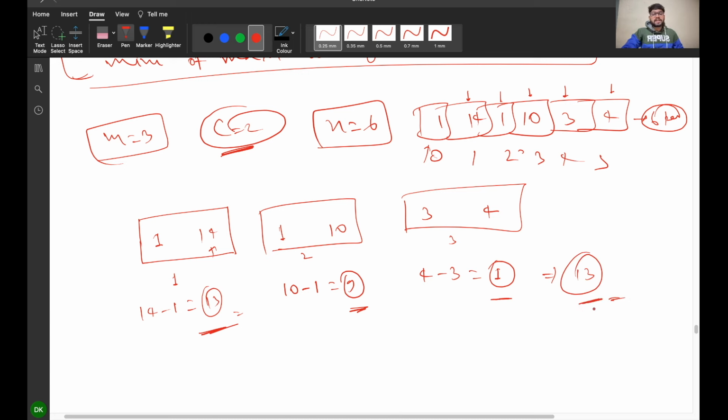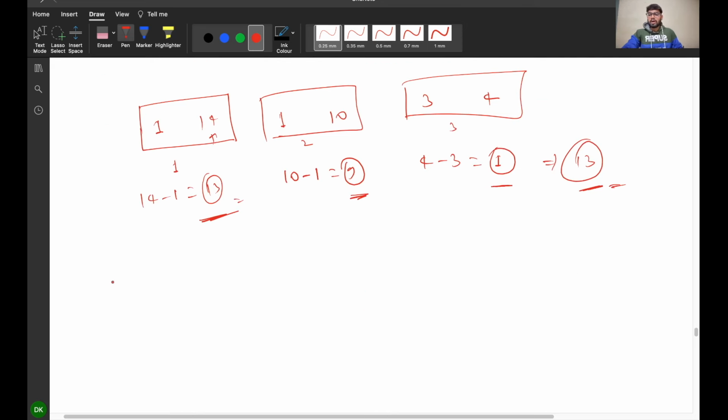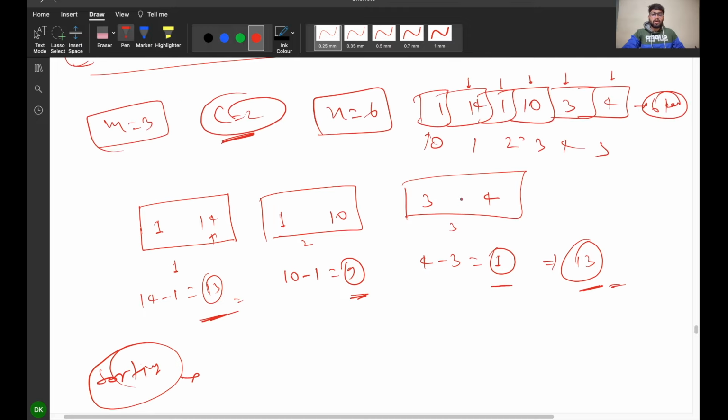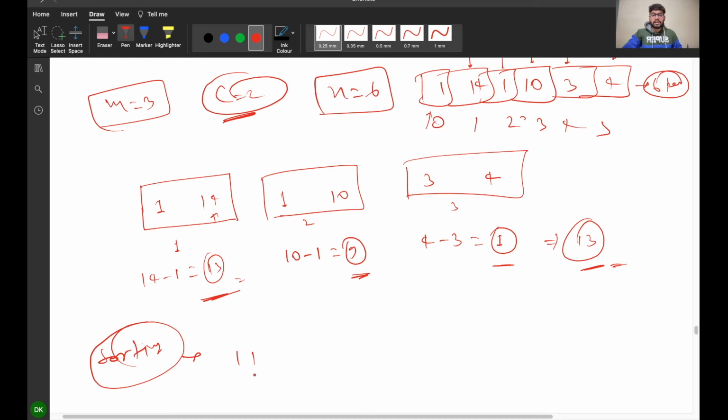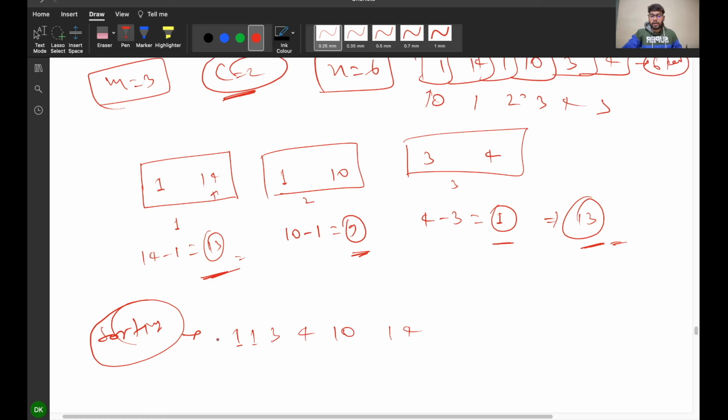So the question is, can we get a further minimum waiting time by changing the arrangement of the passengers? And the answer is yes. How? After sorting. Why are we sorting? We are sorting because I want adjacent people to have the minimum difference. So after sorting, we have 1, 1, 3, 4, 10 and 14.